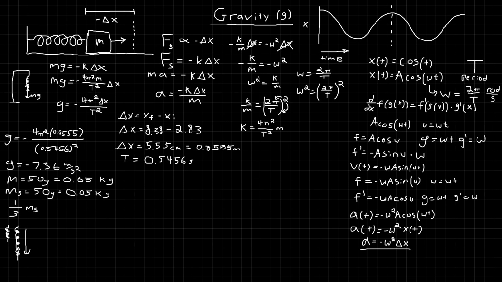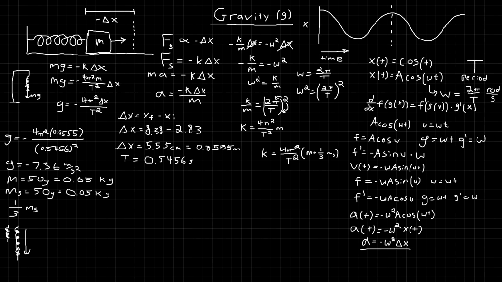That's why that's the part of the mass that we use in the calculations I'm about to show. So when we solved for K earlier right here, we were just using the mass of the hanging mass, and now we're going to have to add on 1/3 of the mass of the spring because that is also being weighed down by gravity and has an effect on the spring constant. So we can say that K is equal to 4 pi squared over T squared times M plus 1/3 M_s.